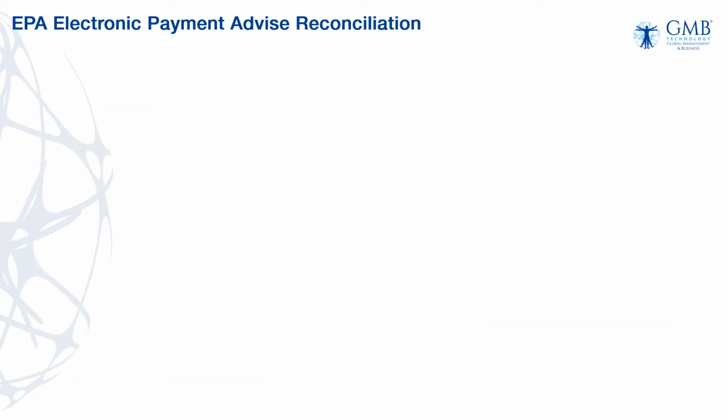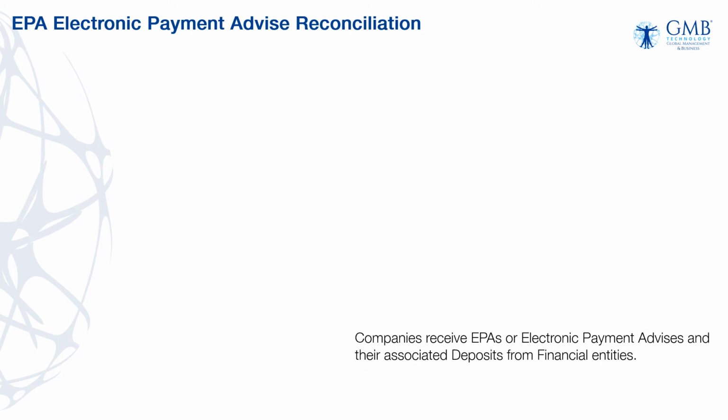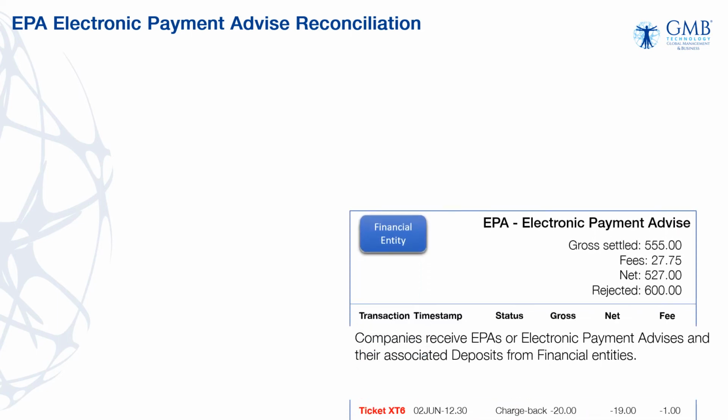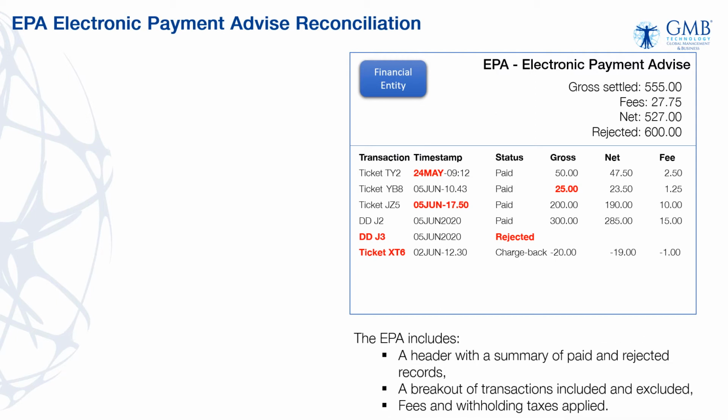EPA, Electronic Payment Advice Reconciliation. Companies receive EPAs or electronic payment advices and their associated deposits from financial entities. The EPA includes a header with a summary of paid and rejected records, a breakout of transactions included and excluded, fees and withholding taxes applied.